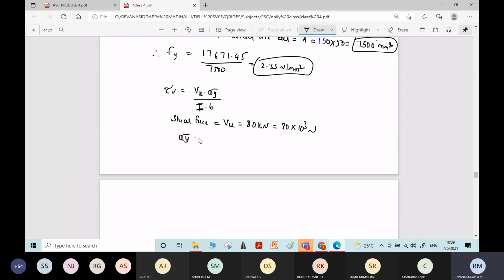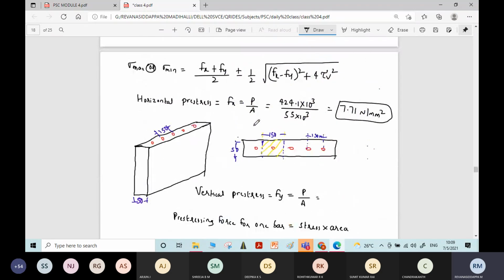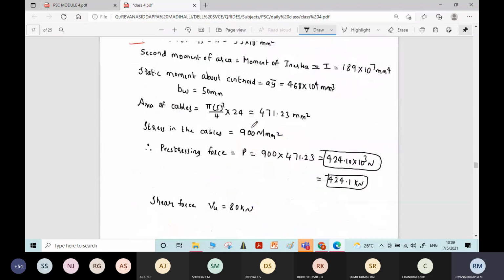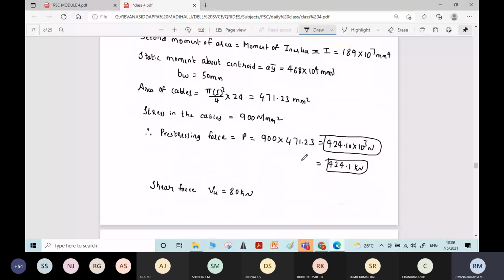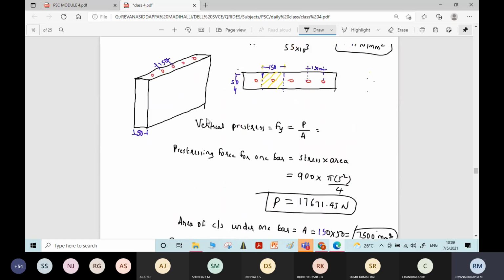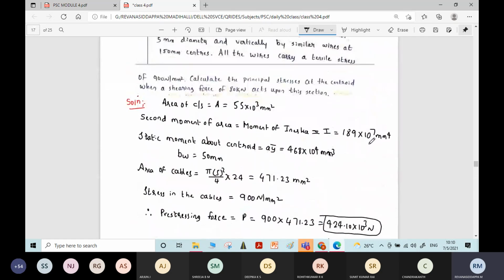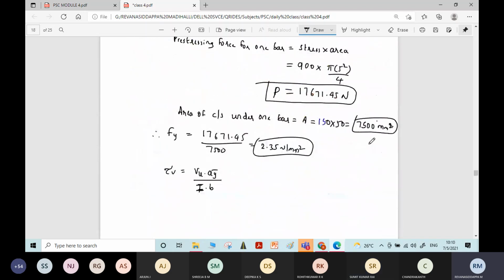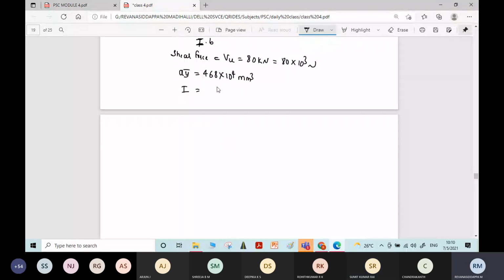Even Ay bar is also given, right? No need to calculate it. Ay bar is equal to 468 into 10 power 4 mm cube. Then moment of inertia is also given. That is second moment of area. How much it is? 189 into 10 power 7 mm4.